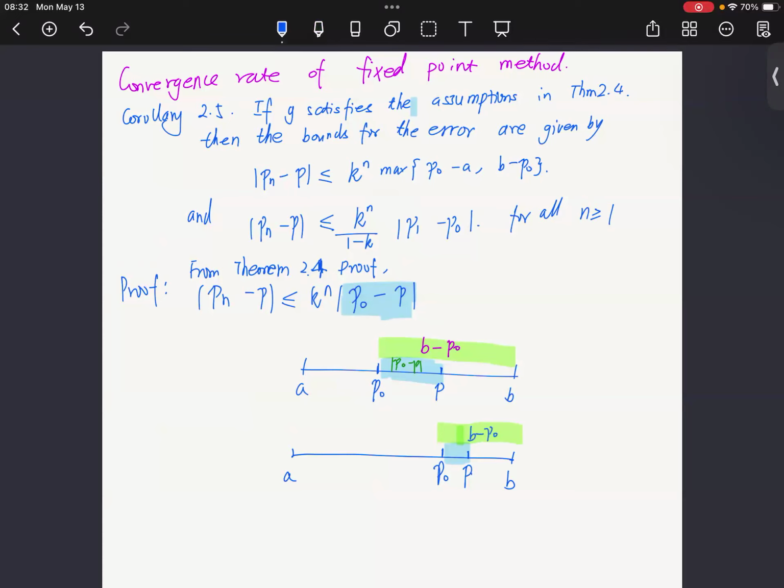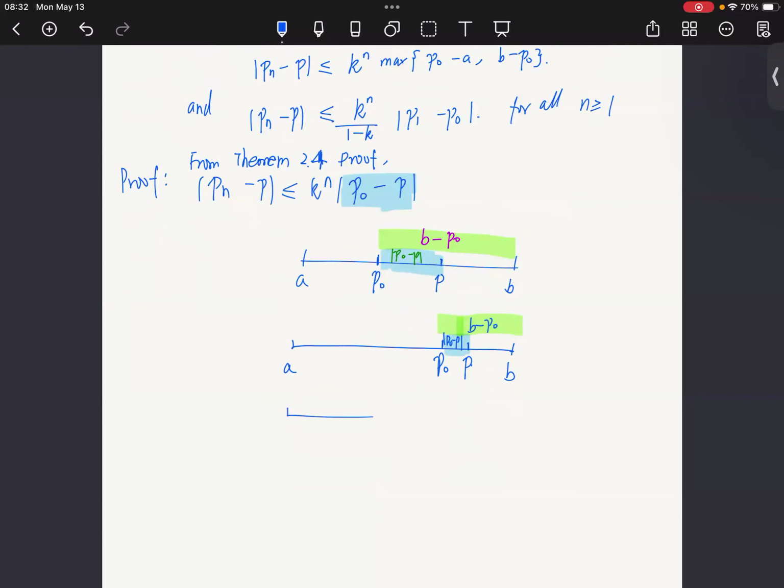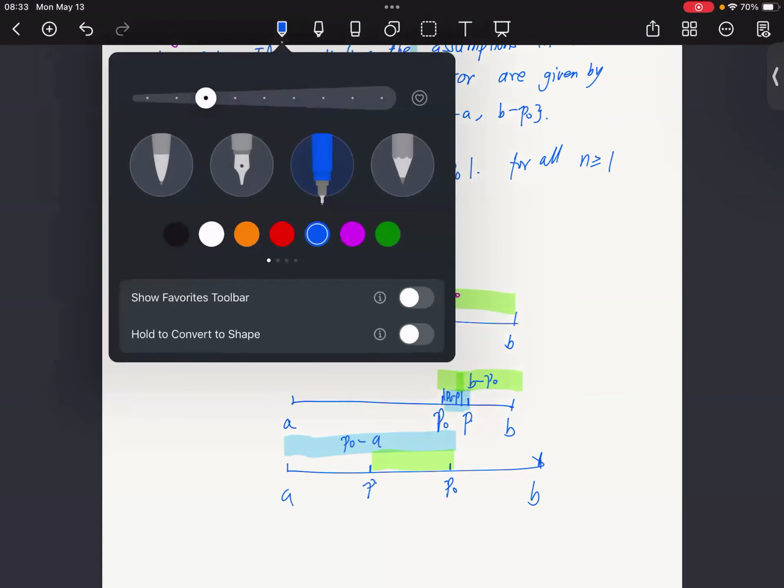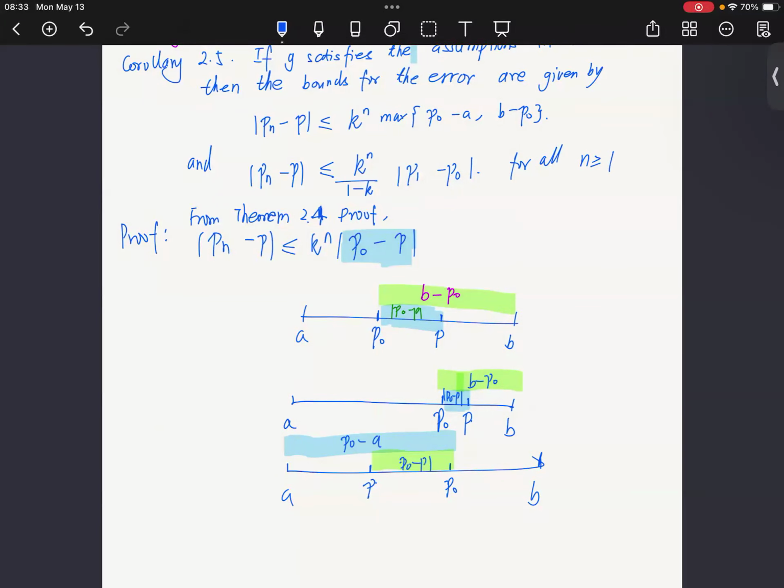This is always smaller than the things we have here. But here, there's another case, that is the A, B here. The P0 is getting closer to the B, but the P might be here. But in this case, you will also get P minus P0 is less than an interval, here is the P0 minus A. So this is the P0 minus A interval, and then this is just the P0 minus P interval, the length of the P0 P interval.